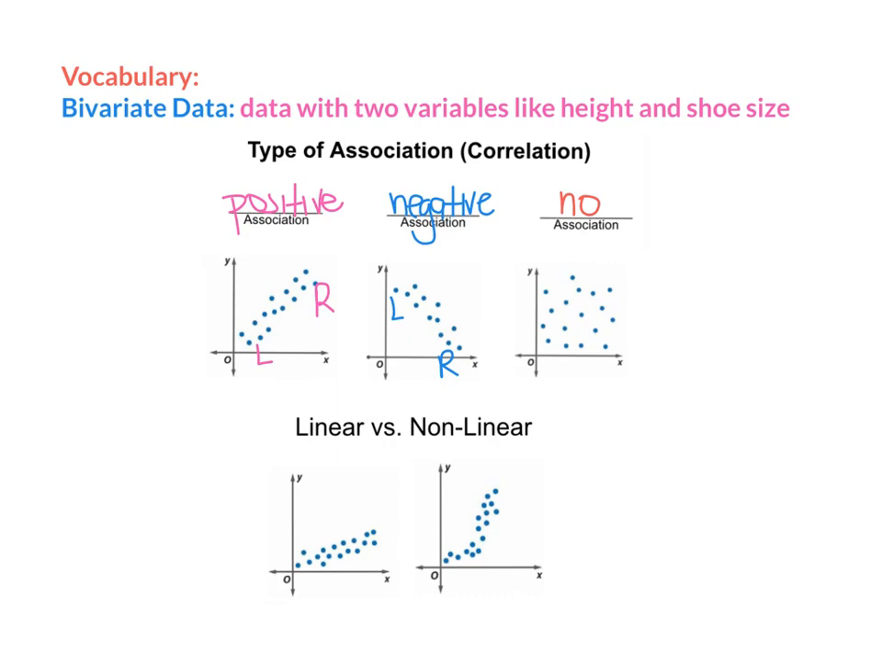Now linear versus nonlinear. I know that linear forms a line, nonlinear does not form a line. So if I look at the first graph, I have a line being formed. So this is a linear graph. The second graph, I see that there is no line being formed. So this is non-linear.